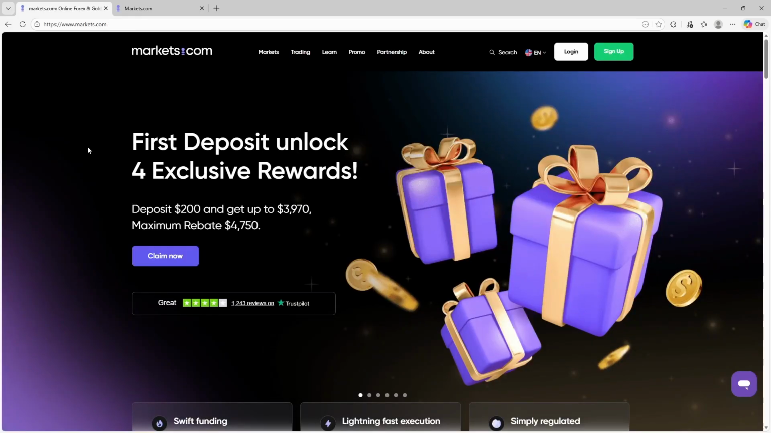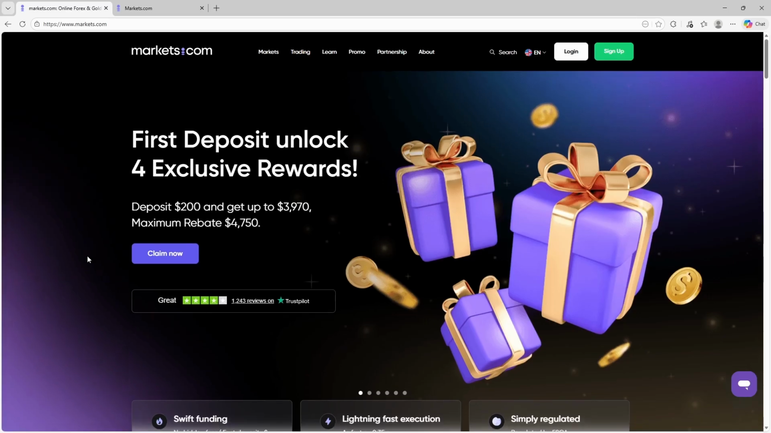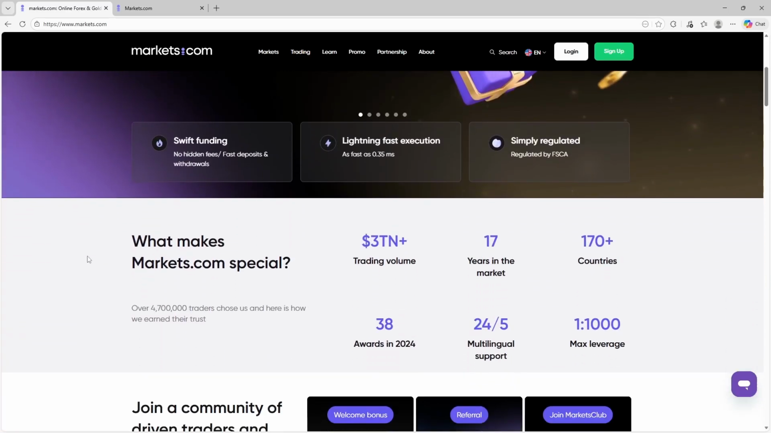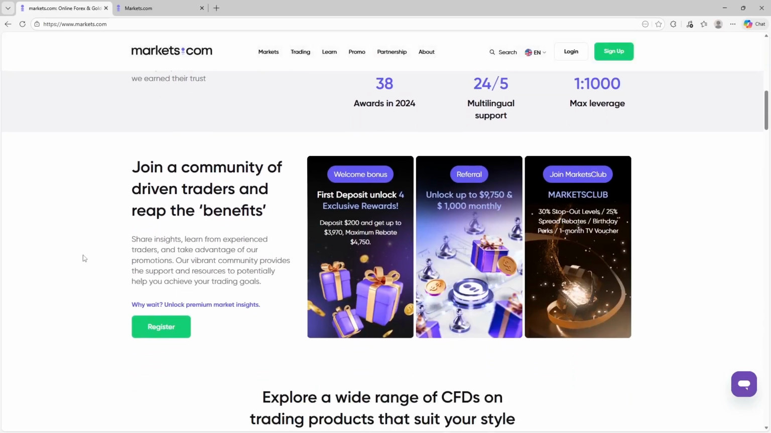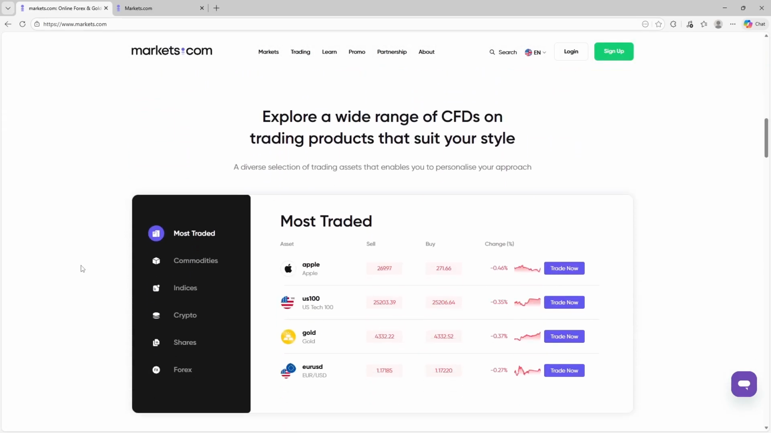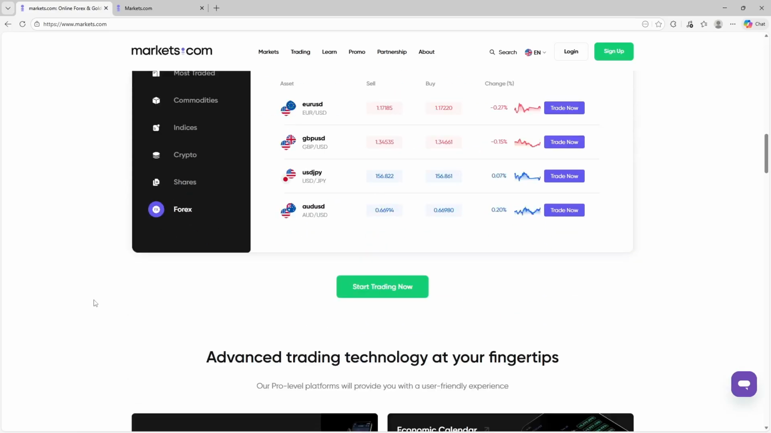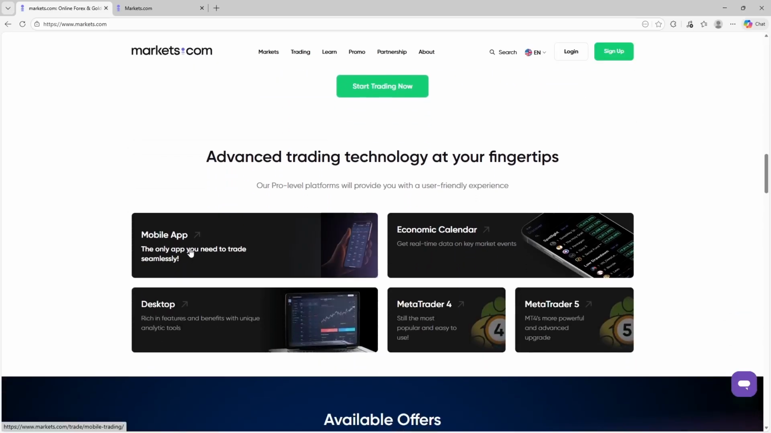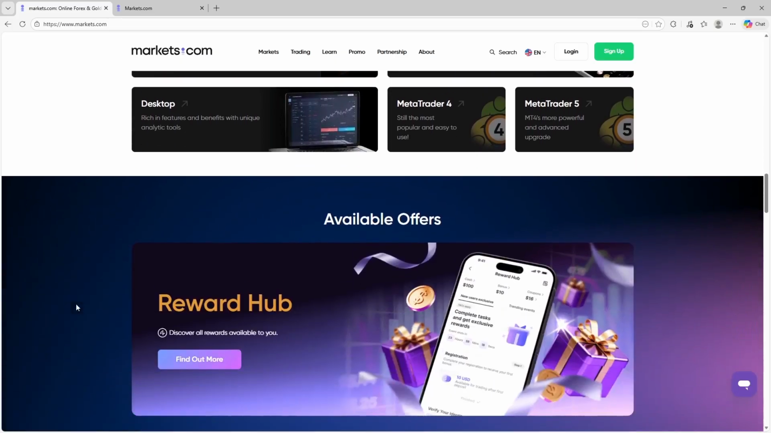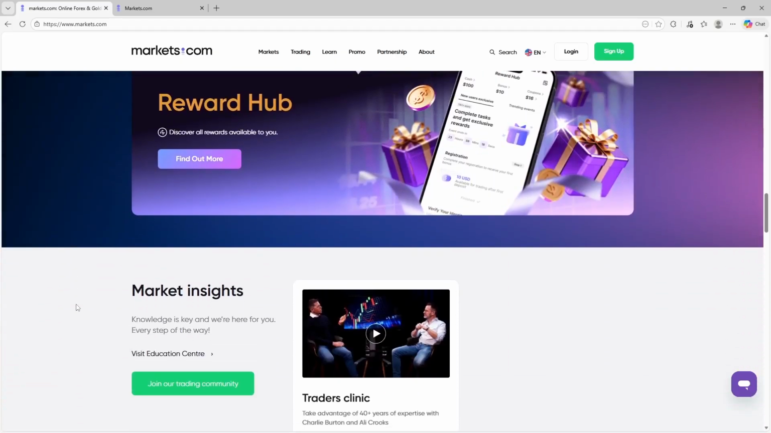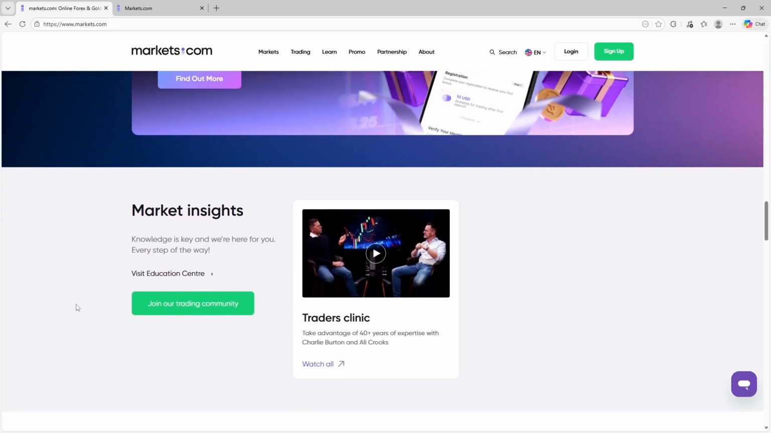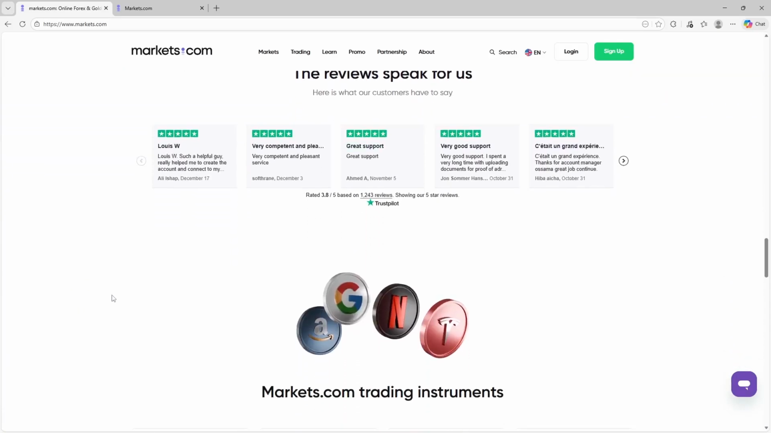Feature-wise, Markets.com is built as a multi-asset CFD trading platform aimed at retail traders who prioritize simplicity and broad market exposure. Users can trade Forex, indices, shares, commodities, cryptocurrencies, ETFs, and bonds from a single environment. The platform supports web-based trading, mobile applications, and MetaTrader integration for traders who prefer a more traditional execution setup. It also includes built-in charting tools, technical indicators, economic calendars, sentiment data, and core risk management features, such as stop loss and take profit orders.